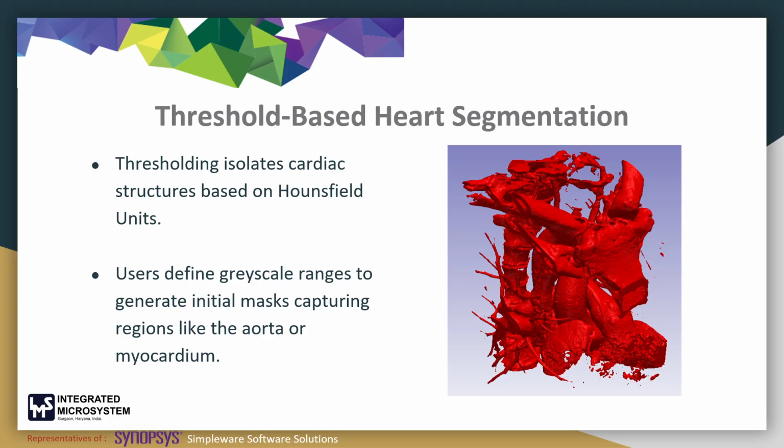However, thresholds alone may capture unwanted regions that share similar intensities, such as adjacent chambers or nearby vessels. To address this, thresholding is typically used as a first step followed by morphological tools like blood fill, region splitting, or connected component analysis to refine the selection.